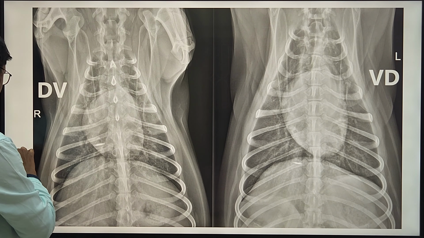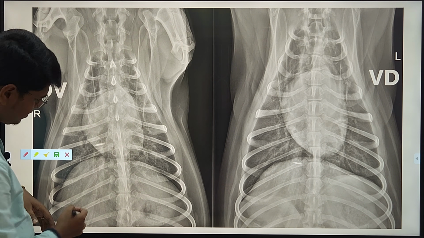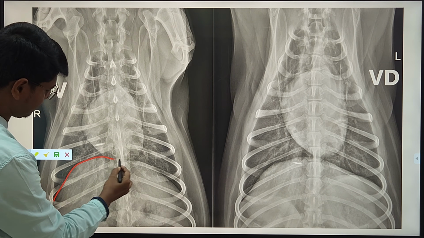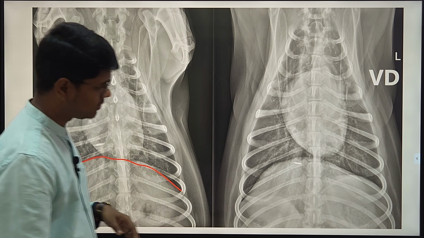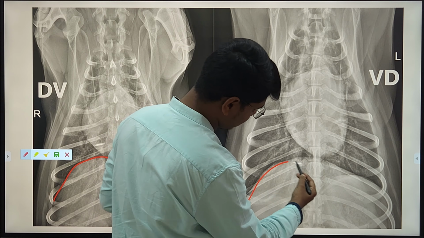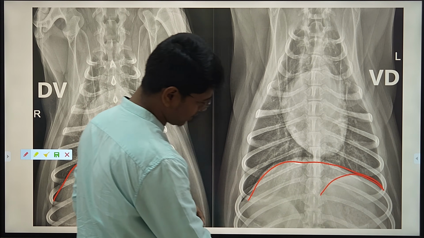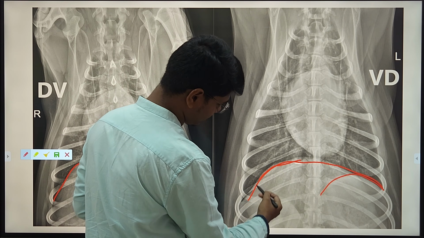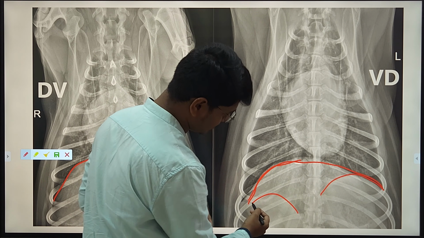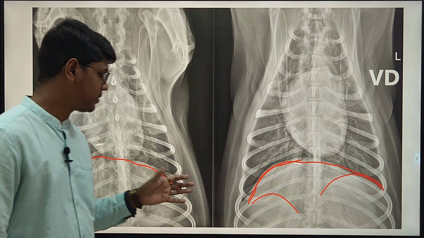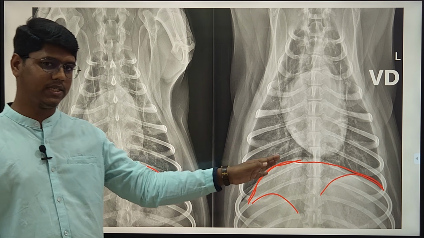This is VD and DV view. Similarly here you can see this is DV, it has a single dome. This is VD view. You can see one crura only. Okay, this is the right crura. Left crura is not that visible. Oh, here is right visible. Okay, so this is 3 domes. This is 1 dome. VD versus DV view.